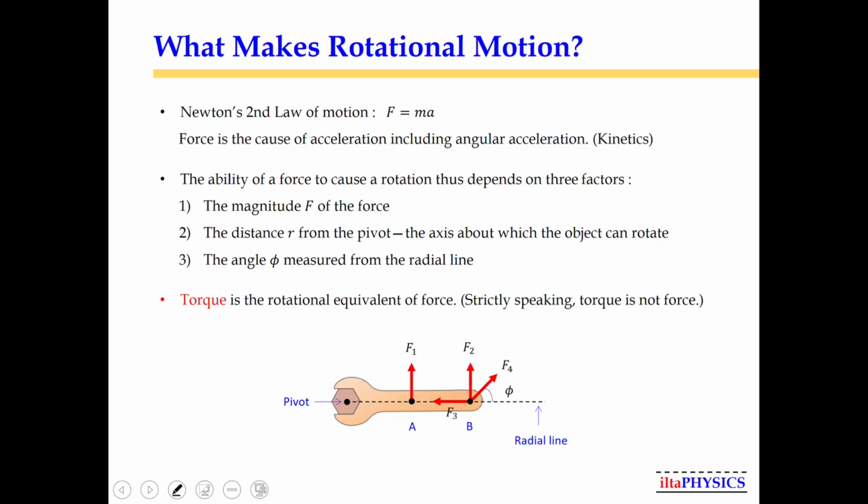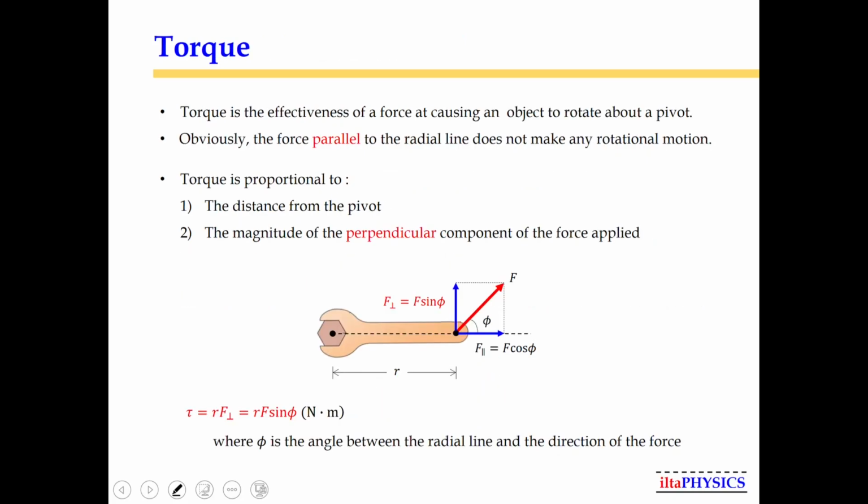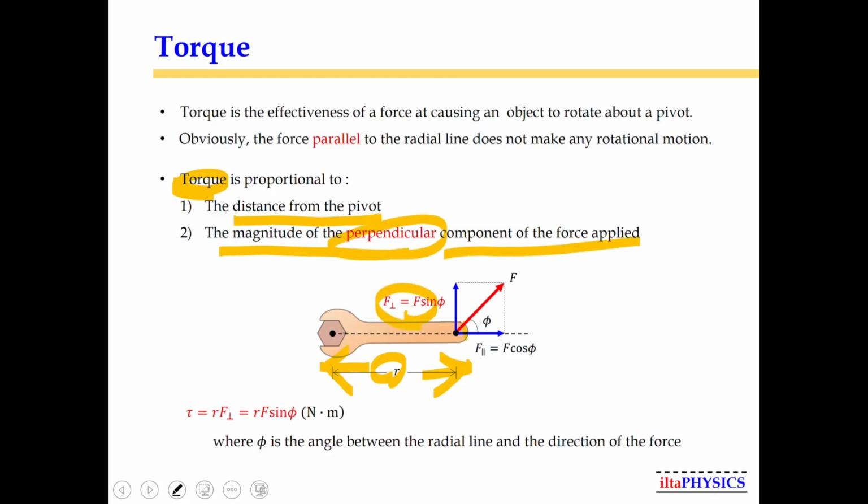All right, let's get into the math for torque. Torque is the effectiveness of a force at causing an object to rotate about a pivot. One thing is certain. Any force applied parallel to the radial line contributes 0 to the rotation. From our everyday experience, we can see that torque is proportional to 2 main factors. First, the further away the force is applied from the pivot, the greater the rotational effect. Second, torque only depends on the component of the force that is perpendicular to the radial line.